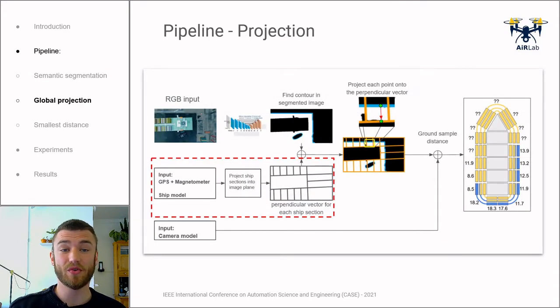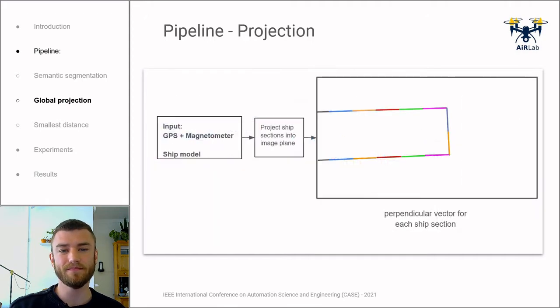The next section we talk about is the global sensor projection into camera frame. As input, we take the GPS and magnetometer from both UAV and the ship. With this information, we can make a transformation from the local ship coordinates into the camera frame located on the UAV. The information we are going to transform is the ship model. The ship model contains where the GPS antenna is located on the ship and how big the sections of the ship are. With this information, we can draw each section on the image plane, as we can see here on the right.